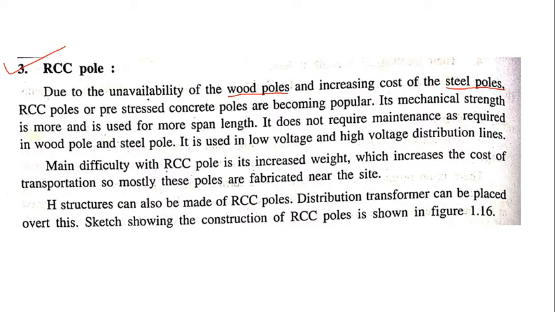Okay, the main difficulty of the RCC pole is the increase in weight, because the weight of RCC pole is very high, so we need to transport it from one place to another with a little bit of a complex system, which increases the cost of transportation also. And so mostly these poles are fabricated near the site, whenever we are going to install them. And an H-type structure can also be made with the RCC pole, and a distribution transformer can be placed over it. Okay, and a sketch showing the construction of RCC pole.